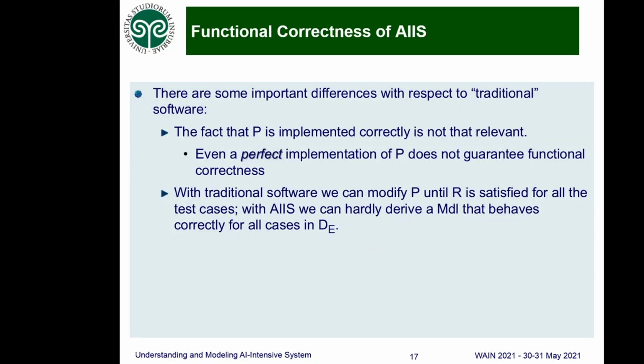When dealing with the evaluation of functional correctness of AI-intensive systems, we realize that there are some important differences with respect to traditional software. With traditional software, given the specification S, we need that P is implemented correctly. With AI-intensive systems, the fact that P is implemented correctly is not that relevant. Even a perfect implementation of P does not guarantee functional correctness, which depends mainly on MDL. With traditional software, we can modify P until R is satisfied for all test cases. With AI-intensive systems, we can hardly derive a MDL that behaves correctly for all cases in D.